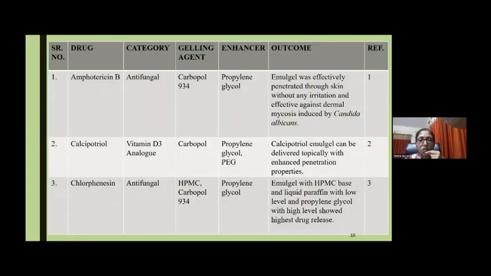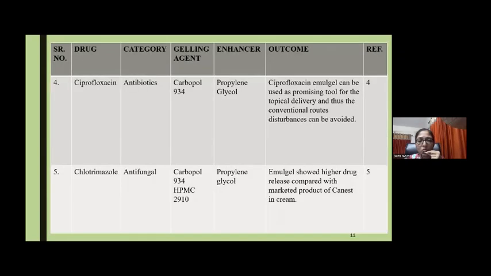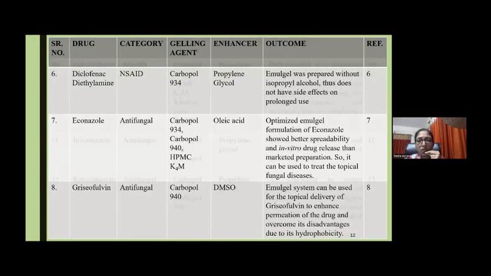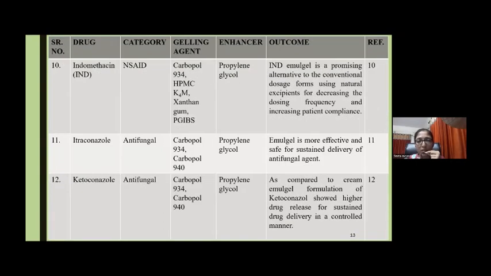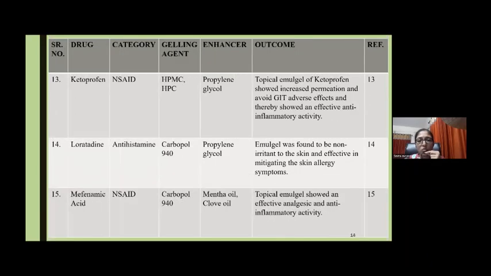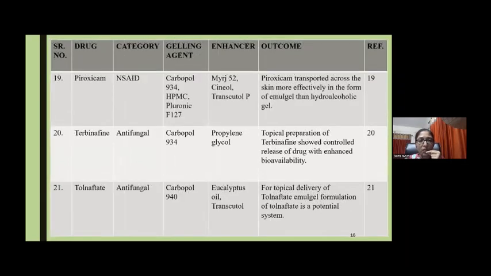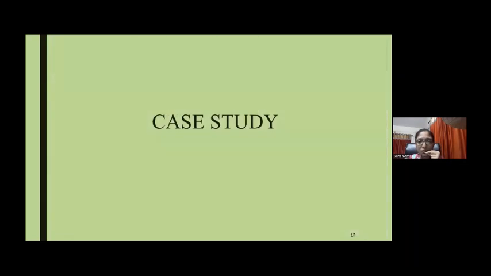This is some of the literature which is showing that whatever gelling agents and enhancers are used, most probably we use carbopol, HPMC, propylene glycol as the enhancer, then various ingredients like olive oil, then menthol. All these can also be used as the enhancer in preparation of the Emulgel formulation.